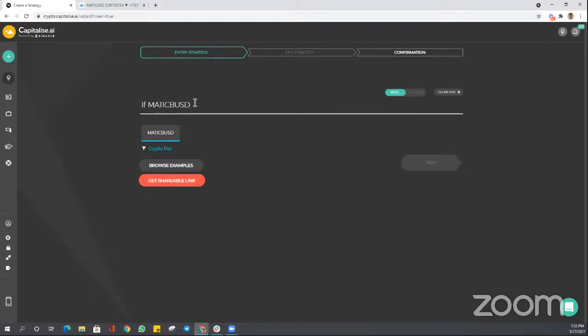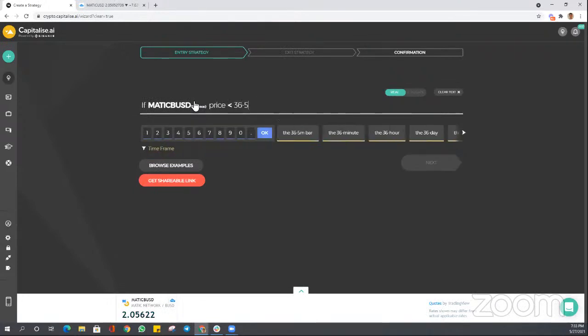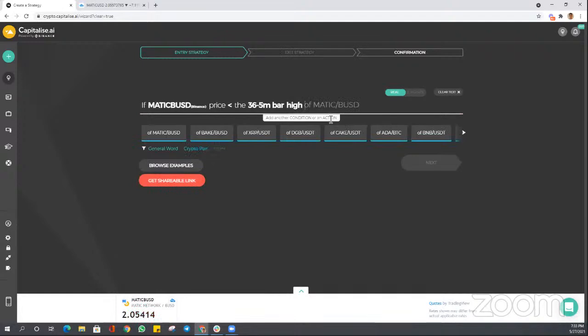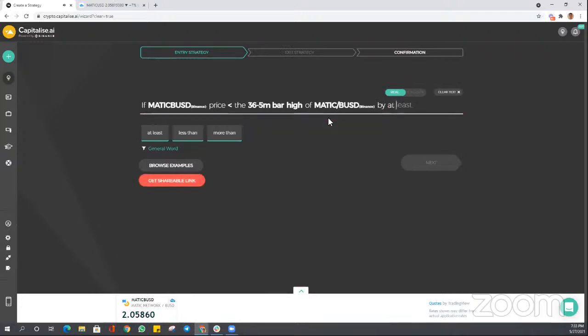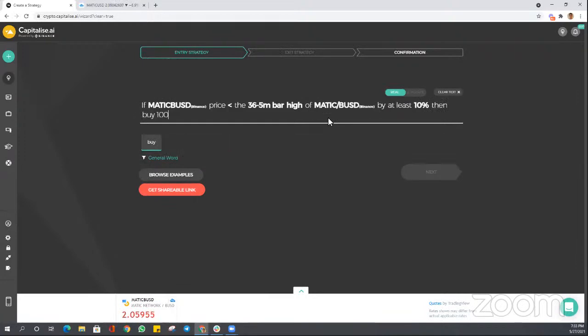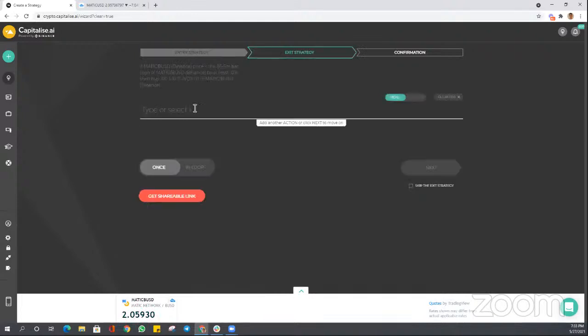Let's go BUSD. So if Matic price is below a 3-hour high, and we'll say by at least 10, oh, let me actually get my syntax right before I do that, of Matic BUSD by, let's say at least 10%, then buy 100 USDT worth of Matic BUSD. And we're going to click next here. And with this strategy, I'm going to go close position.